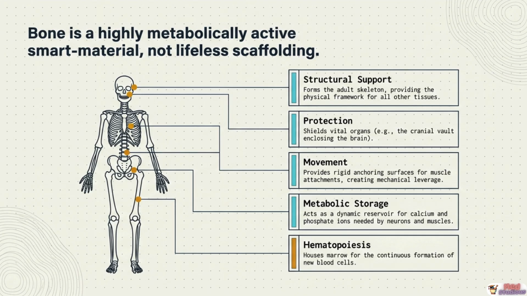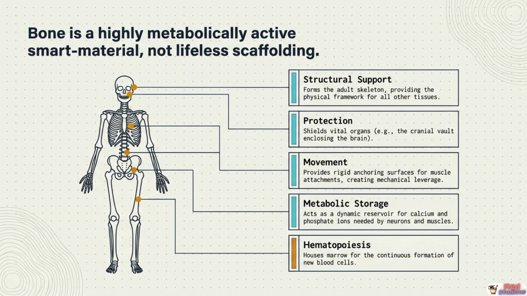First, structural support. Bone forms the adult skeleton, the rigid physical framework upon which all soft tissues are organized and supported. Second, protection. Bone shields vital organs from traumatic injury. The cranial vault encases and protects the brain, the ribcage guards the heart and lungs, and the vertebral column shields the spinal cord. Third, movement. Bone provides rigid anchoring surfaces for skeletal muscle attachments, creating the lever systems that convert muscular contraction into coordinated movement.